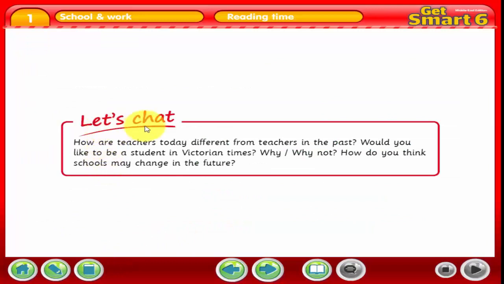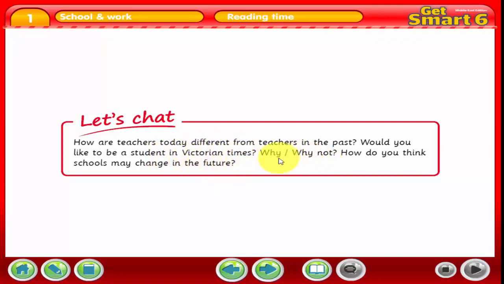The last part, let's chat. How are teachers today different from teachers in the past? كيف يختلف معلمين هذه الأيام مع معلمين في الماضي؟ Would you like to be a student in Victorian times? تحب تكون طالب في هذه الفترة التاريخية Victorian England?